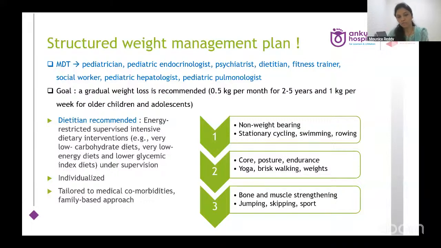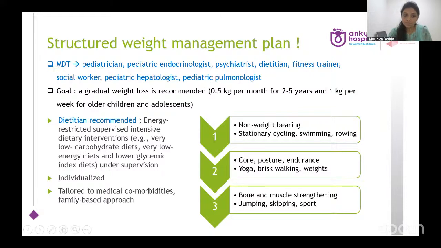And the ideal goal is a gradual weight loss. Ideally, if a child is less than 6 years, the focus should not be on weight loss but on weight maintenance. Beyond 6 years of age, if it's a child with severe obesity, then definitely a gradual weight loss plan can be recommended, which would be approximately 0.5 kg per month for 2 to 5 years and 1 kg per week for older children and adolescents.